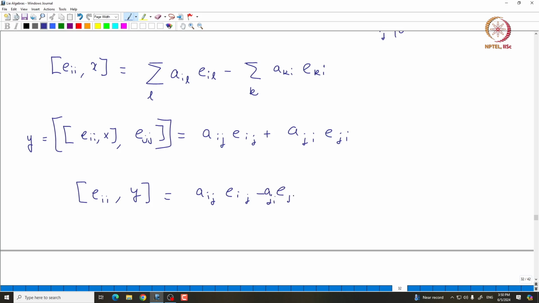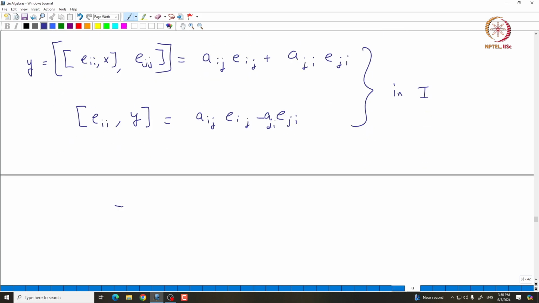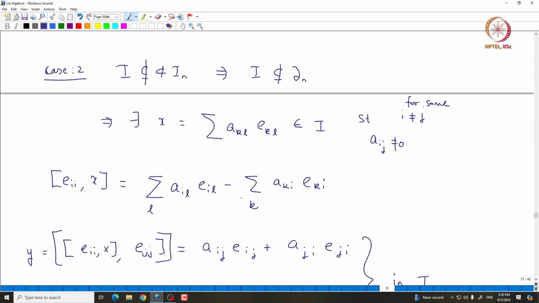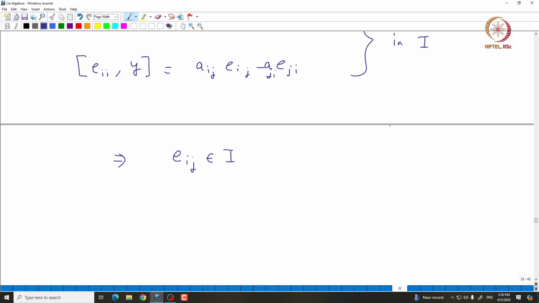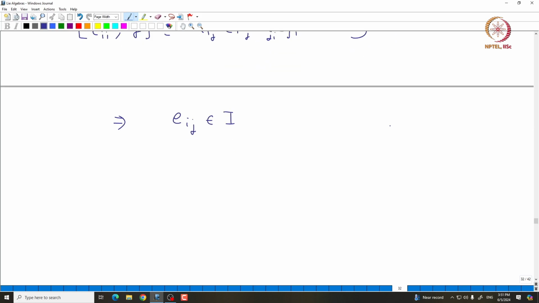Now all these elements must be inside I. So, that implies immediately that you can just add them, and because a_ij is non-zero, that implies immediately e_ij is inside I. So, now for this pair i, j with i not equal to j, we have that e_ij is inside I. Okay. So, we have a pair i, j where i is not equal to j and e_ij is in I.